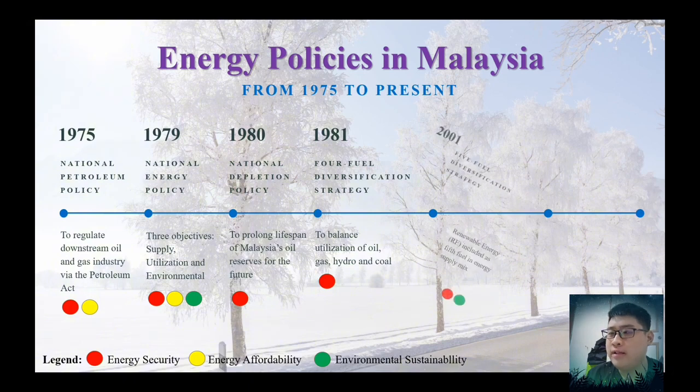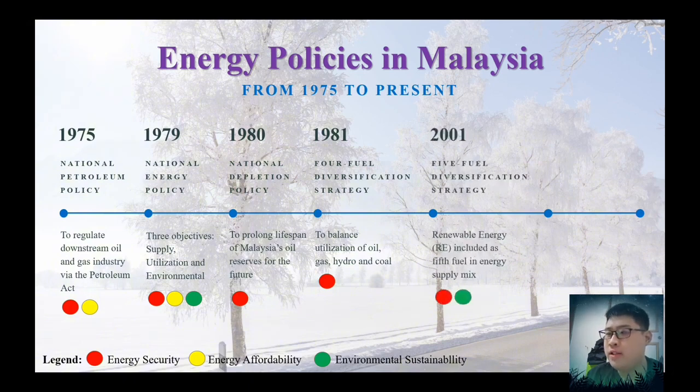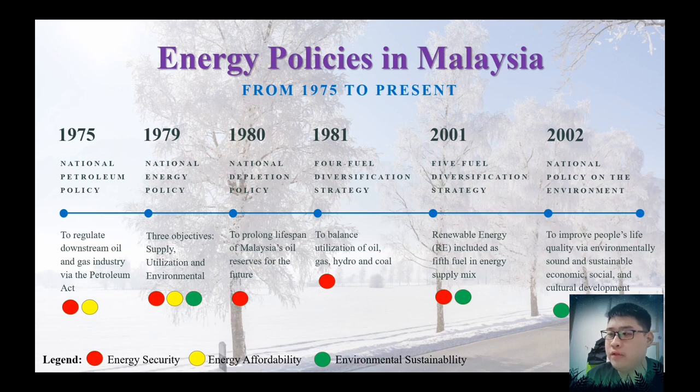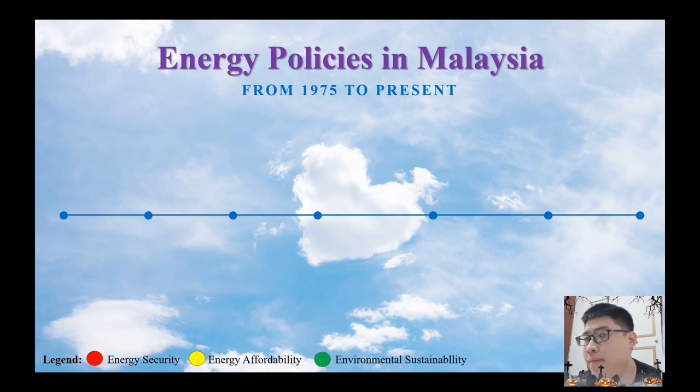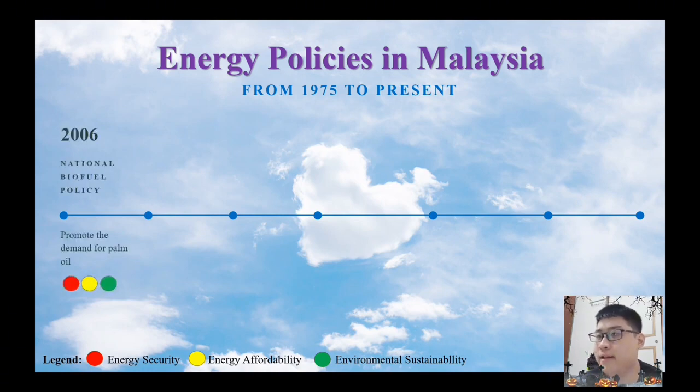Renewable energy is included as the fifth fuel in the energy supply mix under the 5-Fuel Diversification Strategy 2001. National Policy on the Environment 2002 improves people's quality of life via environmentally sound and sustainable economic, social, and environmental development. Besides, National Biofuel Policy 2006 promotes the demand for palm oil.